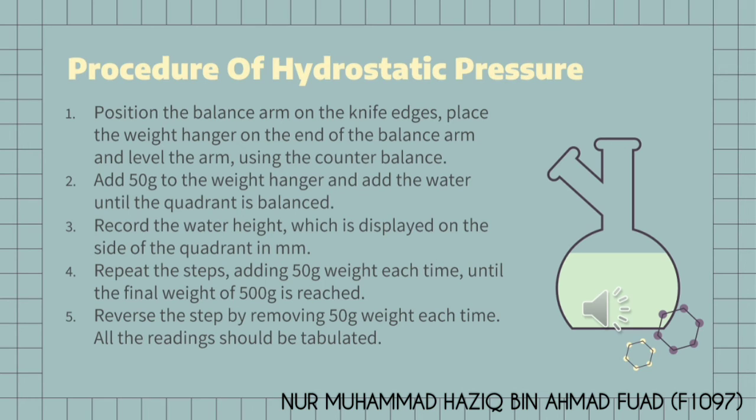Number 3, record the water height which is displayed on the side of the quadrant in millimeter. Next, repeat the step adding 50 gram weight each time until the final weight of 500 gram is reached. And the last, reverse the step by removing 50 gram weight each time. All the readings should be tabulated.